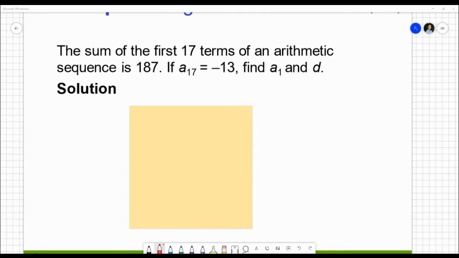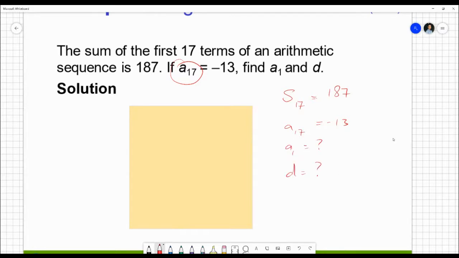All right, let's see how we do this. The sum of the first 17 terms of an arithmetic sequence is 187. So let's write out what is given here. So we know that S17 is equal to 187. Here they give us A17 is negative 13. Now what we need to do is find A1 and D.